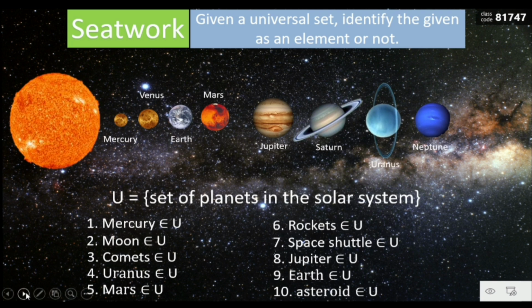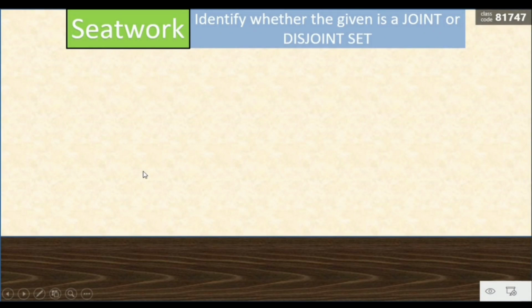Number seven, space shuttle is an element of the universal set. The answer is no. Number eight, Jupiter is an element of the universal set. The answer is yes. Number nine, Earth is an element of the universal set. The answer is yes. And lastly, for number ten, asteroid is an element of the universal set. The answer is no.